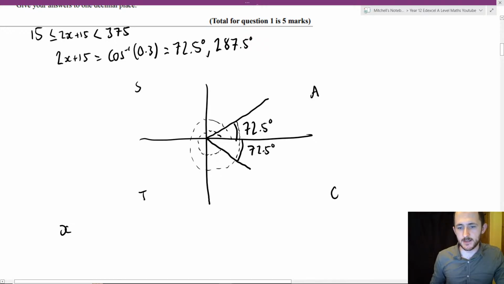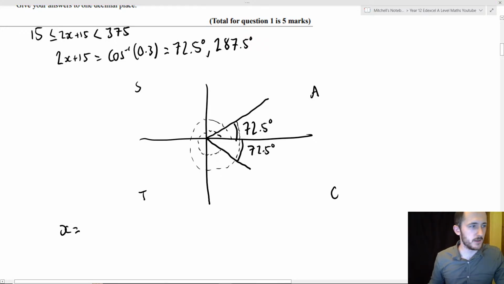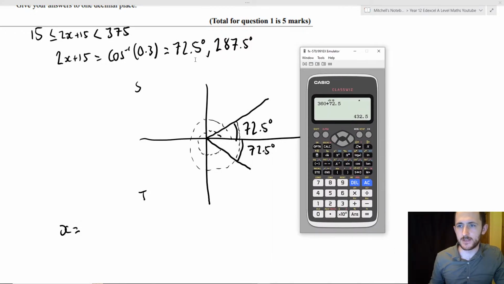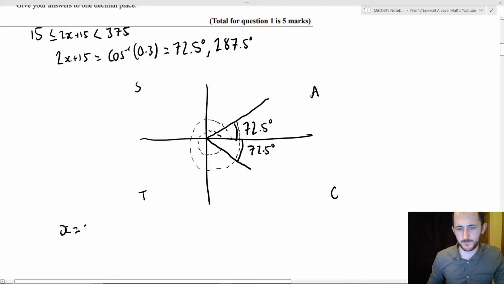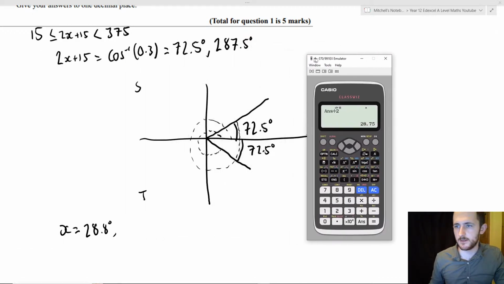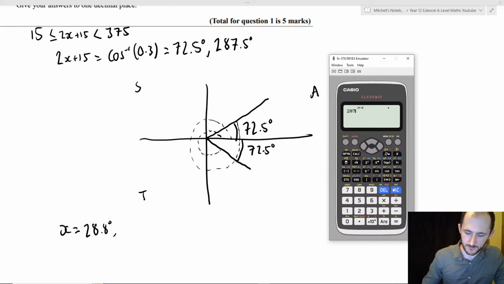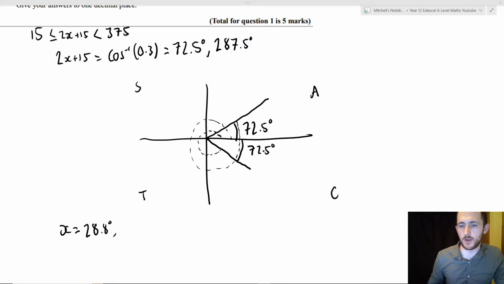So with x equals, what we need to do is subtract 15 from these numbers and divide them by 2. So we have 72.5 minus 15 and then divided by 2 gives me an answer of 28.75, so 28.8 degrees. And do the same for the other one. We have 287.5 minus 15 divided by 2 gives me an answer of 136.3 degrees to 1 decimal place.